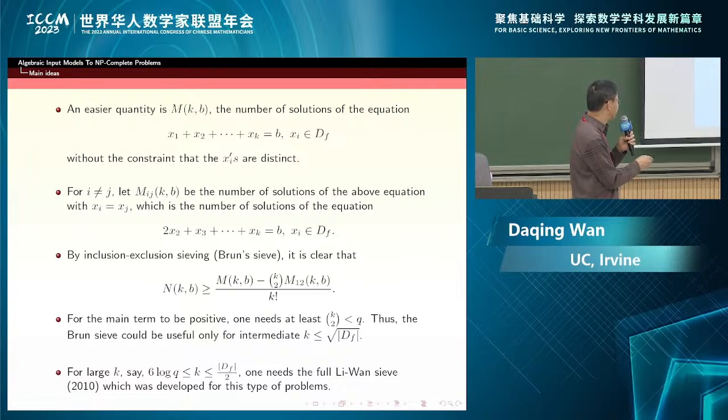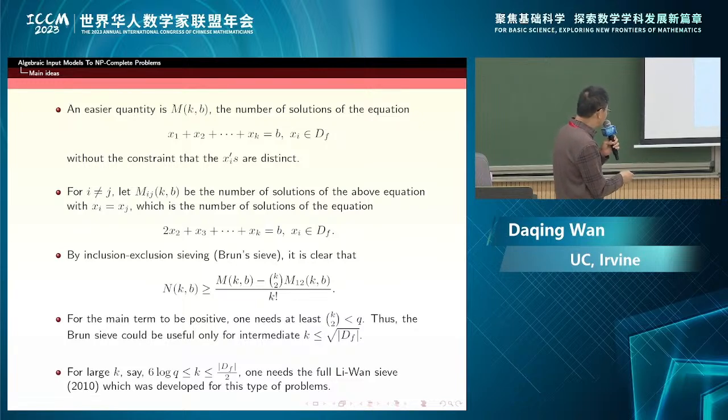Suppose you can handle those numbers, then this combinatorial saving will only hopefully solve the case when k is small. So it doesn't get very far. We really want to go all the way to n divided by 2. So that doesn't help. But for this, we have another combinatorial technique called the Li-Wan sieve, which was developed for this type of problem. So we can handle this combinatorial difficulty using a more recent sieve.